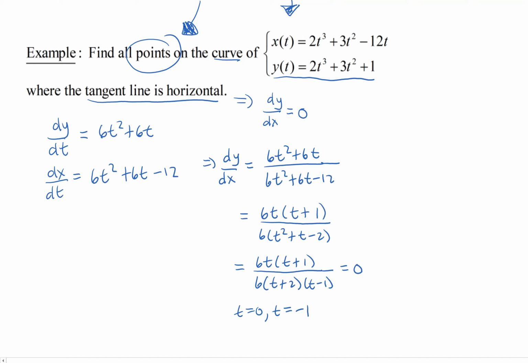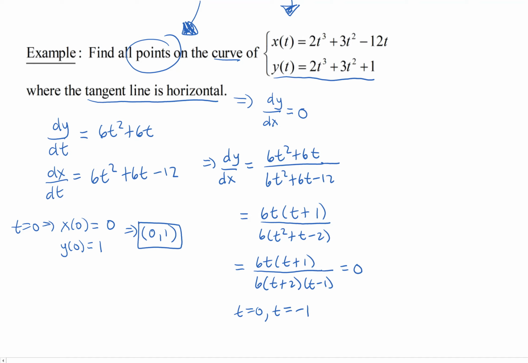So we got to plug these values back into x and y. So when t is 0, what happens? All right, x of 0 is going to be equal to just 0, right? 0 times 0 times 0. So it's just 0. y of 0 is going to be equal to 1. And thus, one of the points is (0, 1), as we can see right there.